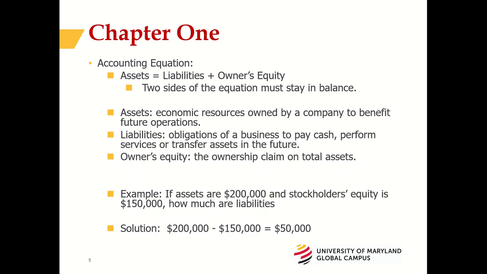On the screen, you see just a couple quick examples. If assets are 200,000 and the stockholder equity is 150,000, how much are liabilities? Well, that's easy because it always has to balance. So 200,000 minus 150,000 equals 50,000. So liabilities would equal 50,000.